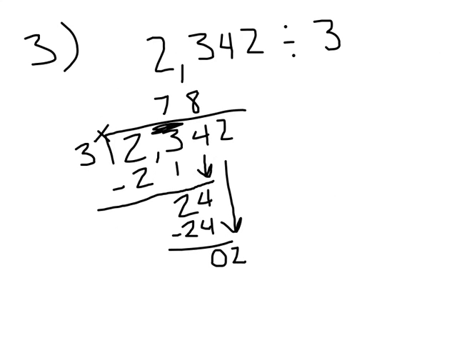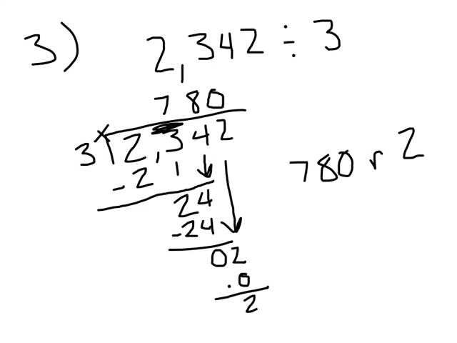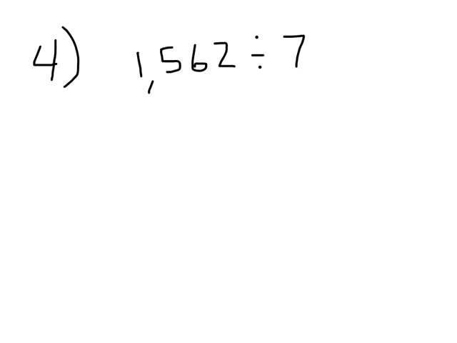3 doesn't go into 2. I don't have enough to split into 3 groups. So I place a 0 in the ones place. What's 0 times 3? It's 0. I didn't use any of my ones. What's 2 minus 0? It's 2. So the answer is 780, remainder 2. Let's do one more together before you try several on your own.